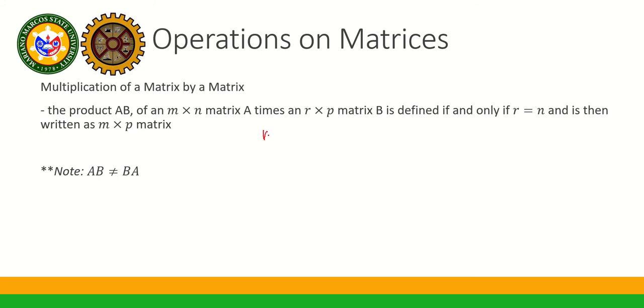So si M by N natin, si matrix A, and then we multiply it to R by P which is si matrix B. Pwede lang tayong mag-proceed if N and R are equal. Okay? And then, the product of the matrix na pinag-multiply natin will now be an M by P matrix. So, take note, AB is not equal to BA. So, hindi siya commutative because of this definition.